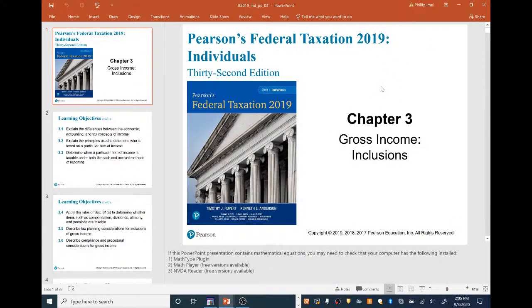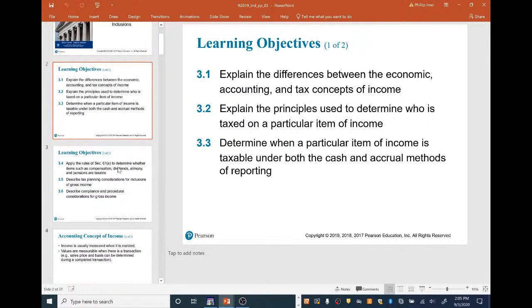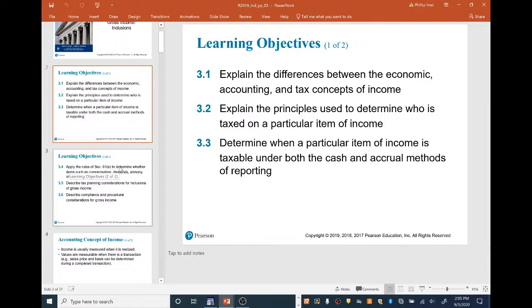Okay. So welcome back. Today we're going to be covering Chapter 3. It covers gross income and the inclusions in particular to gross income. So let's start off by just reading through our learning objectives. First one, we want to explain the differences between economic, accounting, and tax concepts of income. Explain the principles used to determine who is taxed on a particular item of income. Determine when a particular item of income is taxable under both the cash and accrual methods of reporting.